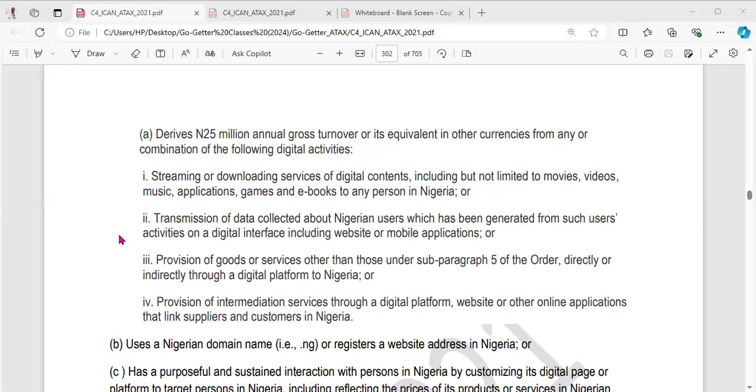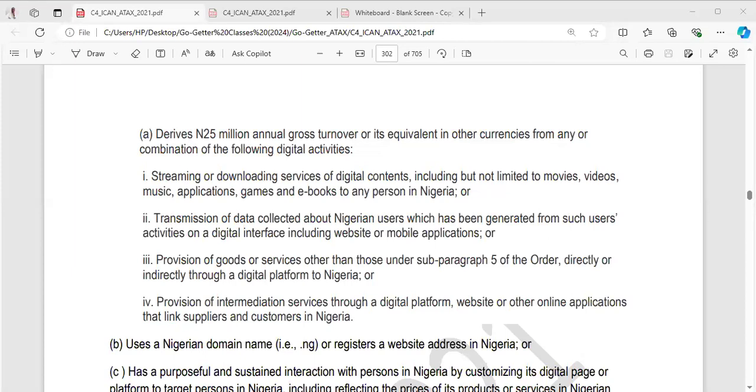So that is it. So when you view that your Facebook page, that video you view, that advert you view, just know that you are contributing in creating digital transaction that should be taxed when the gross turnover reaches 25 million. The second one is transmission of data collected about Nigerian users which have been generated from such users' activities on digital interface using website or mobile application.